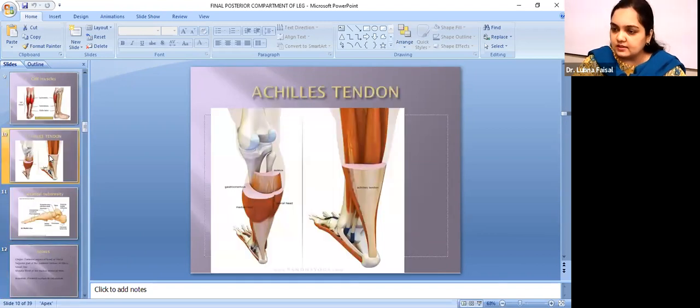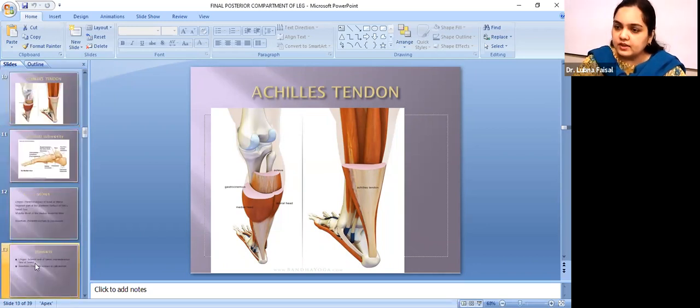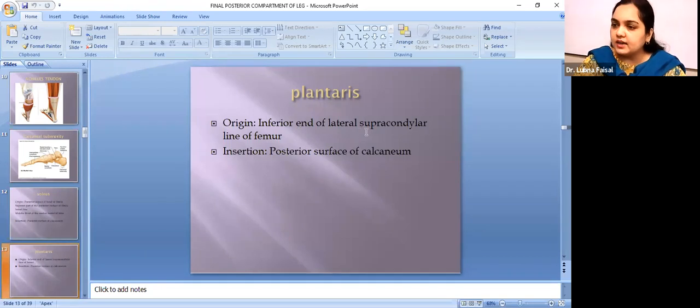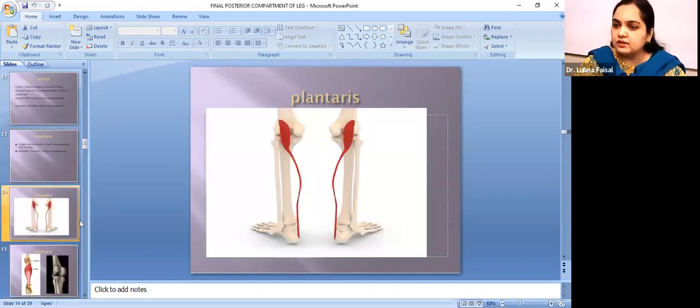This is the Achilles tendon, gastrocnemius and the soleus, triceps surae. Here we have the plantaris from the inferior end of the lateral supracondylar line of the femur. Origin from the lateral inferior end of the lateral supracondylar line of the femur, and it is long, cylinder-like, thin, and then it is inserted into the posterior surface of the calcaneum. So all these superficial muscles in the posterior compartment get inserted into the same bone, that is the calcaneum.